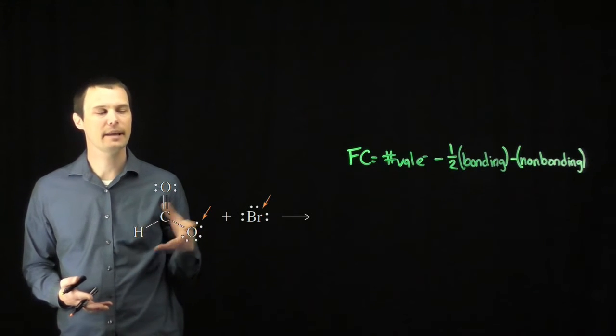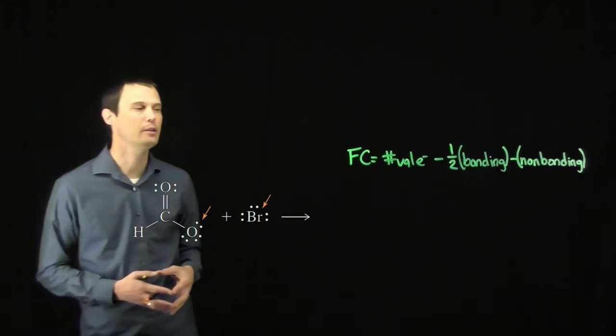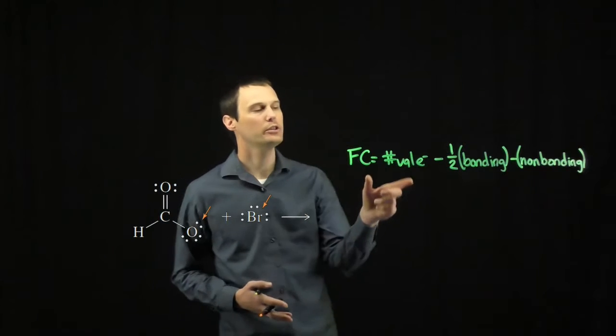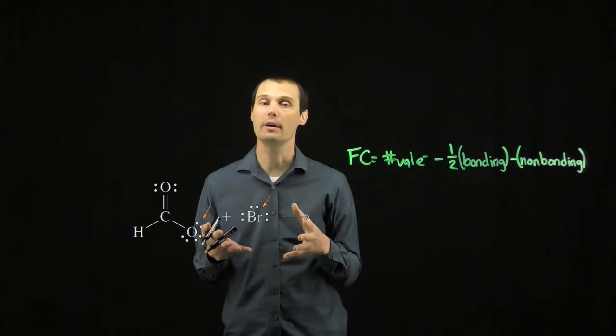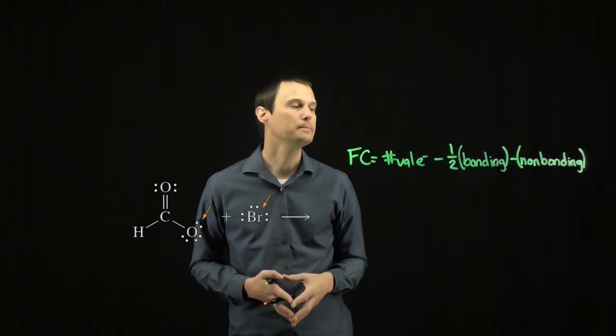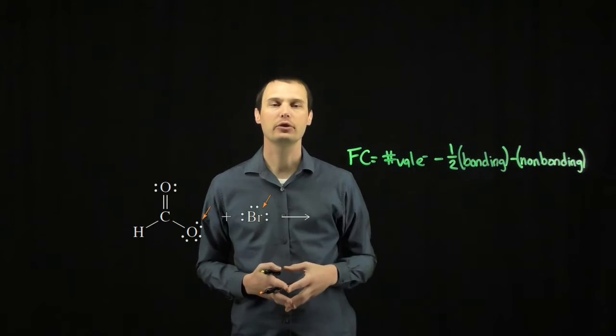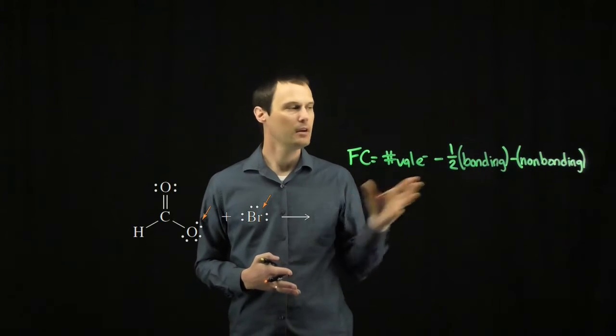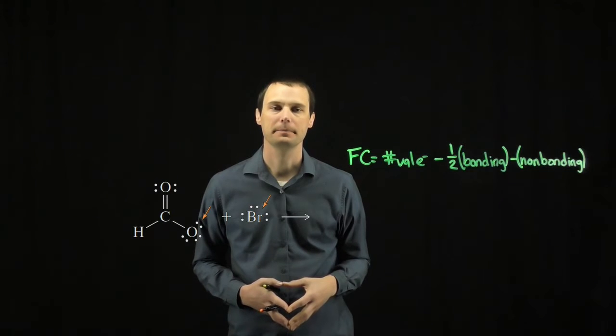In this assessment, we're asked to calculate the formal charge on each of the indicated elements. Our equation for formal charge is the number of valence electrons that the element wants in its neutral ground state configuration, minus half of the bonding electrons and all of the non-bonding electrons. The non-bonding electrons are the lone pairs of electrons.